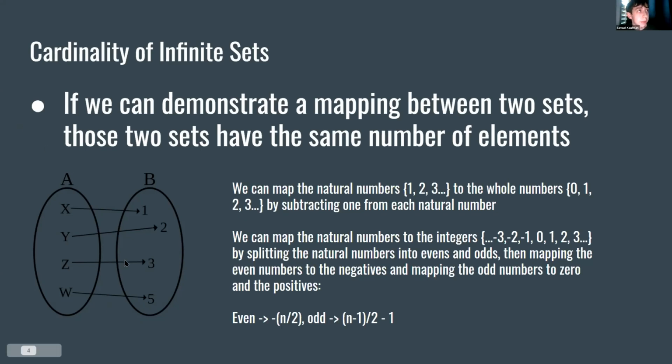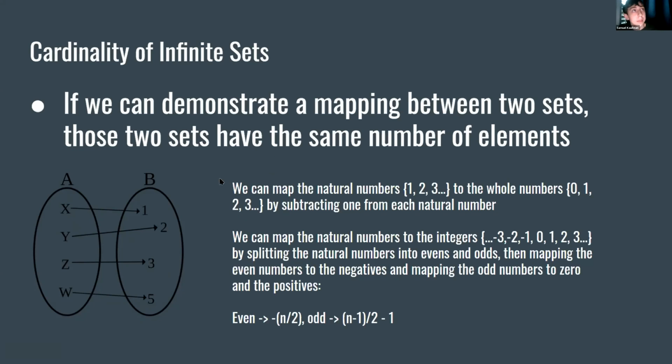This is an example on the left with some finite sets. Set A has elements x, y, z, and w. Set B has 1, 2, 3, and 5. We can map x to 1, y to 2, z to 3, and w to 5. And because of that mapping, we know that sets A and B have the same number of elements.